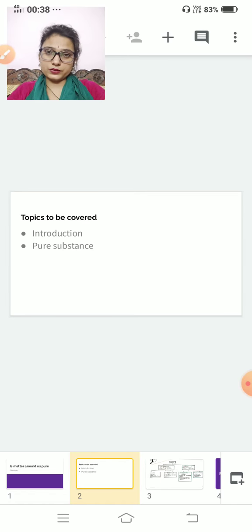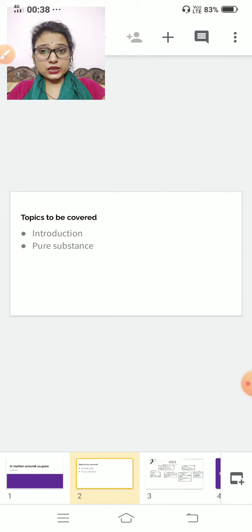Let us start with our chapter. What is matter? We have done this earlier. Yes, matter is anything which occupies space and has its own mass. Examples of matter: air, water, any liquid, any gas, solids, they all are examples of matter. My question is, are they present in their pure form in the surroundings? No, they are not all present in pure form. Some are pure and some are present as mixtures. So, in this chapter, we will study the classification of matter on the basis of chemical composition.